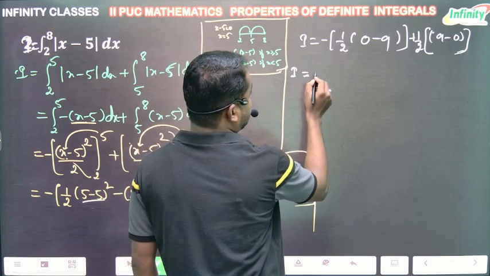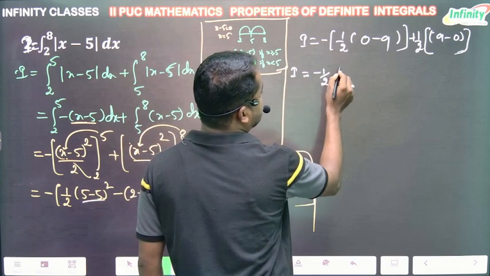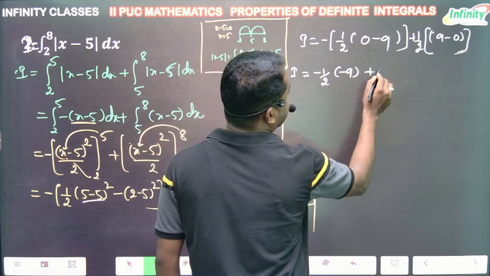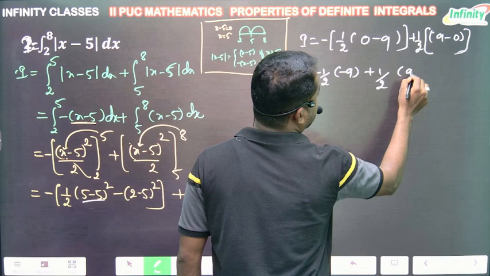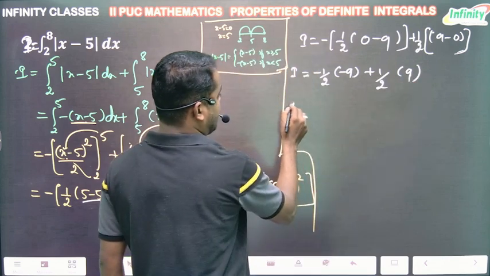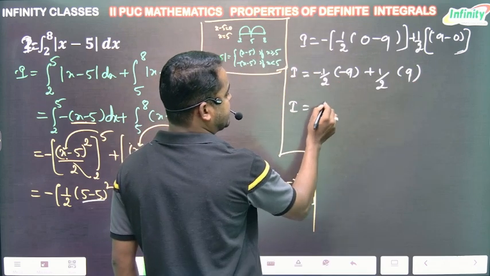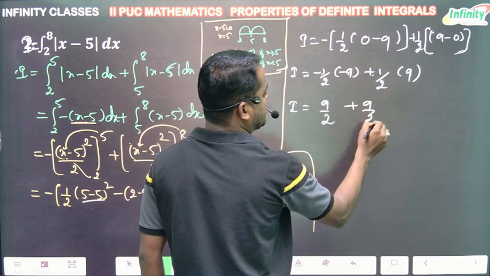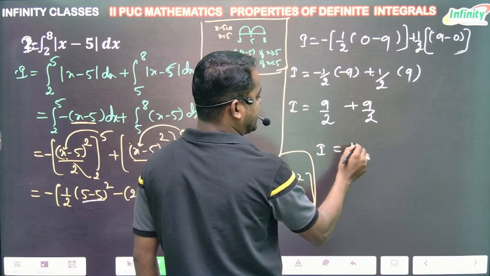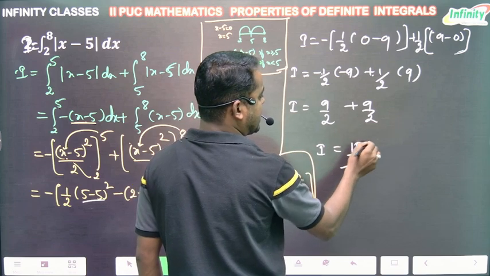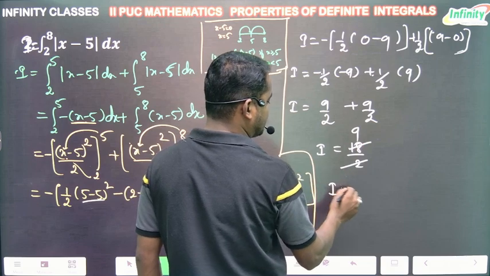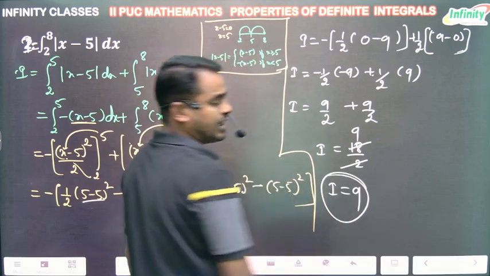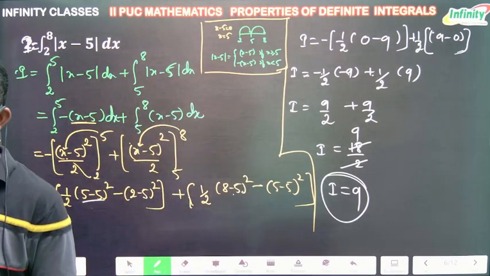So minus 1 by 2, 0 minus 9 will be minus 9, plus 1 by 2, 9 minus 0 is 9. Now I is equal to minus 1 into minus 9 will be 9 by 2, 1 into 9 is 9 by 2, that is I is equal to 18 by 2, that is 2 ones are 2, 9s are, that is I is equal to 9. Pause the video and note it down.